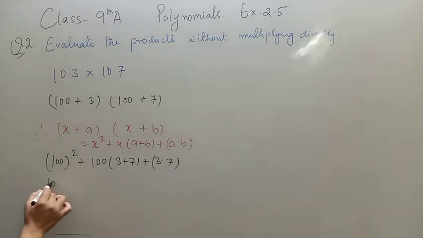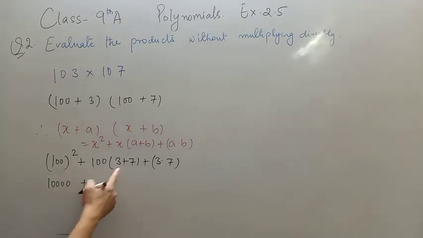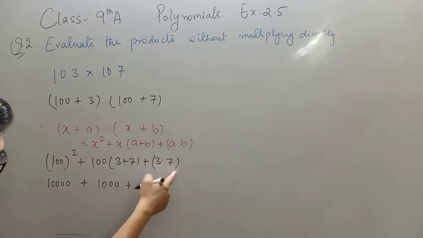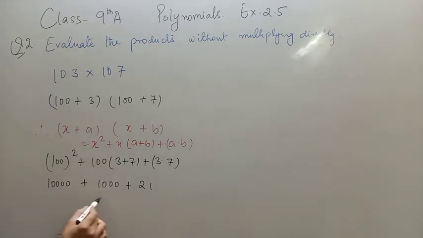100 square is 10,000, plus 7 plus 3 is 10, so it will give you 100 plus 10,000 plus 7 threes are 21. So this will give you 11,021. This is 10,000 plus 1,000 will give you 11,000, so 11,021. So this is your answer.